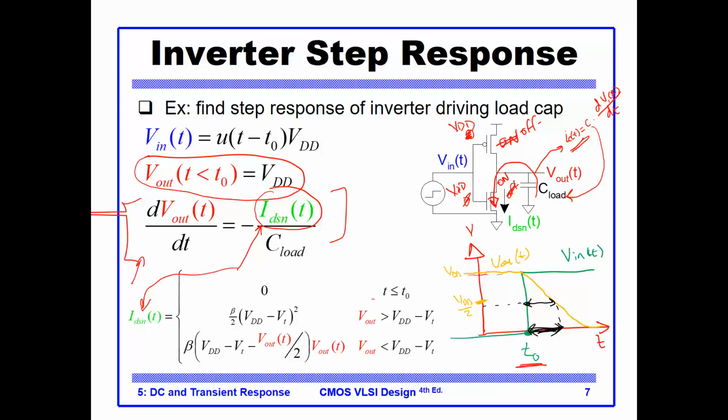And I know that before T0, it is zero current because the NMOS transistor was off. Once the NMOS transistor is turned on, it goes through two regions, saturation and linear. And we know the equation for the saturation is as such, and the current equation through the linear region is as such. And this gets complicated. This is really getting complicated because I have to apply the saturation current as long as the V out is greater than VDD minus VT, and the linear equation otherwise. This is going to get quickly very complex, okay?